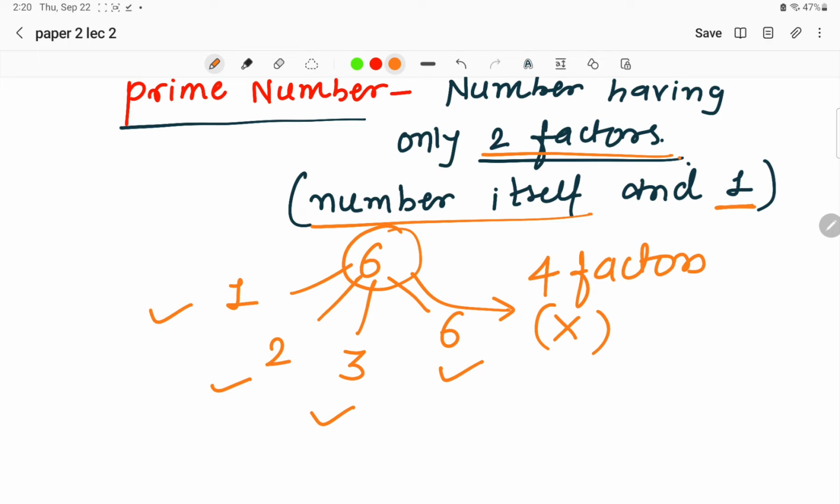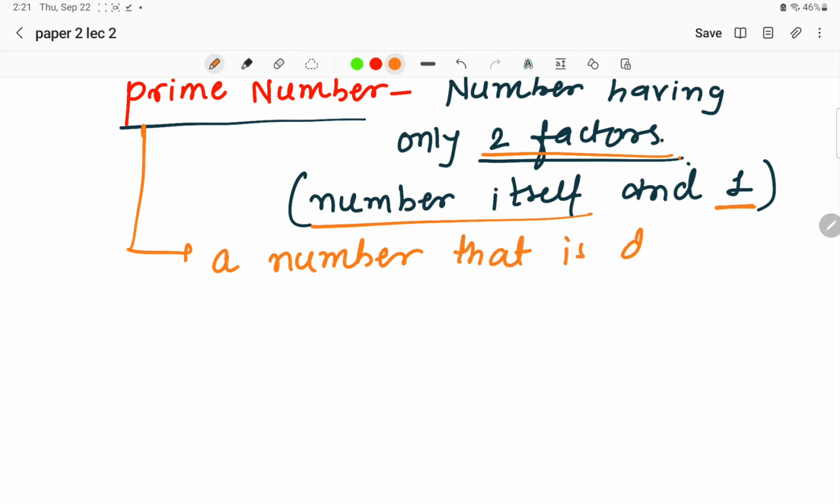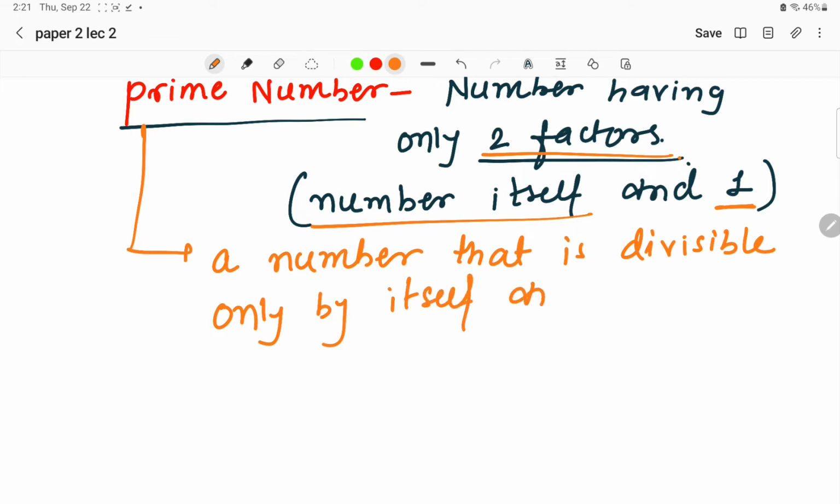So basically a prime number is a number which has only two factors, the number itself and 1. Okay, this is what a prime number is, which we have to keep in mind. Or we can simply say that a prime number is a number that is divisible only by itself and 1.